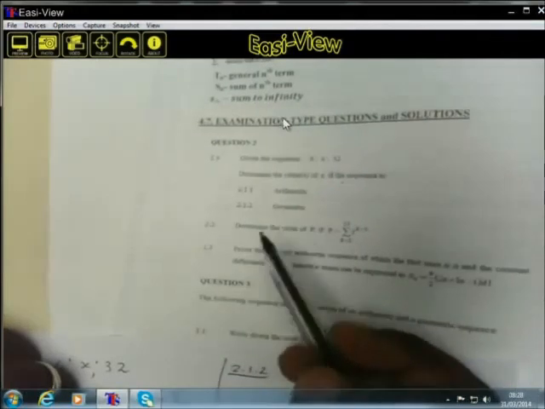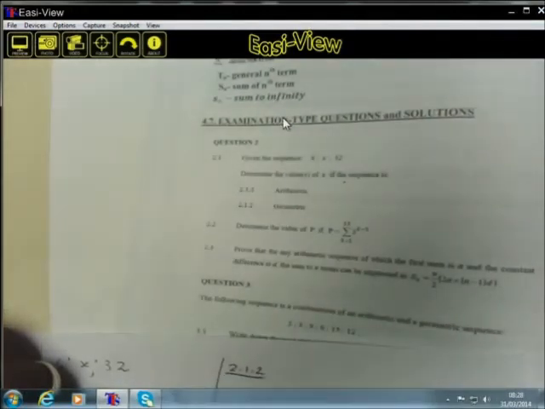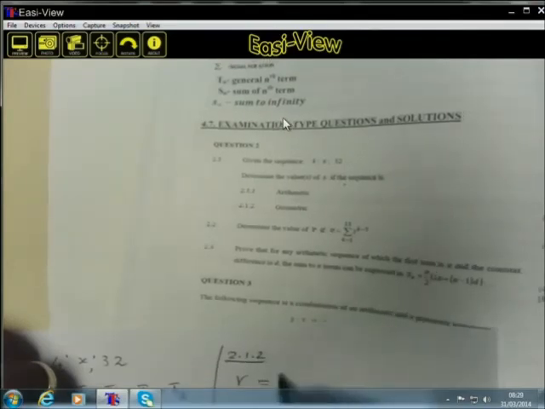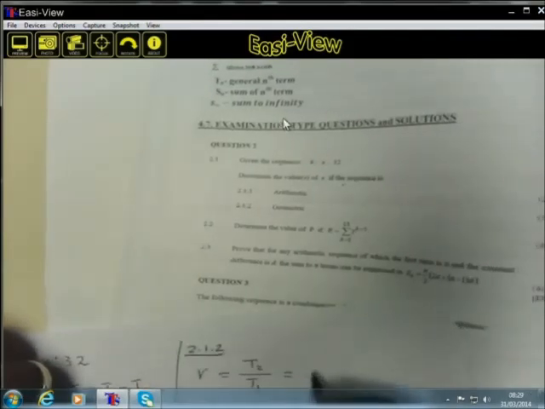The geometric sequence has what we call the common ratio. And the question again is, how do we find the common ratio? So we say to find the common ratio R, we use the formula T2 over T1, which must be the same as T3 over T2.